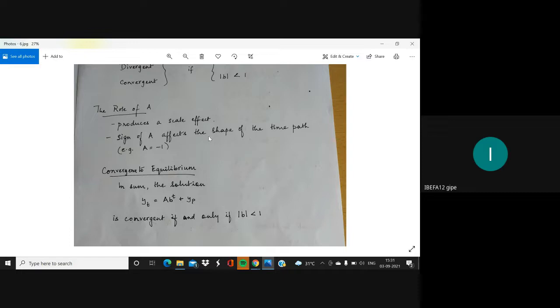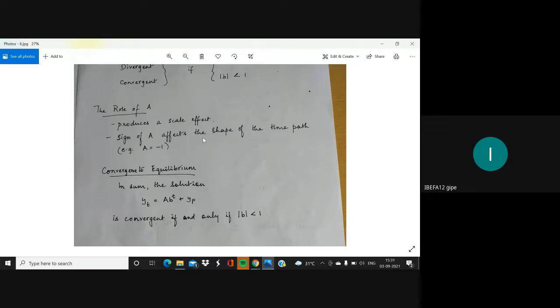Now, what role does A play? All this is from the complementary function part. So the role of A is that it produces a scale effect. Whatever is happening to b raised to the power t, A's role is either to magnify it or to dampen that effect. Now the sign of A also affects the shape of the time path that a time series takes. So for example, if A is positive, then you will find that the time path will have a certain appearance. If the same A value is negative, you will see a mirror image of the time path if the value of A was positive. I'll show this to you so you will understand it better.